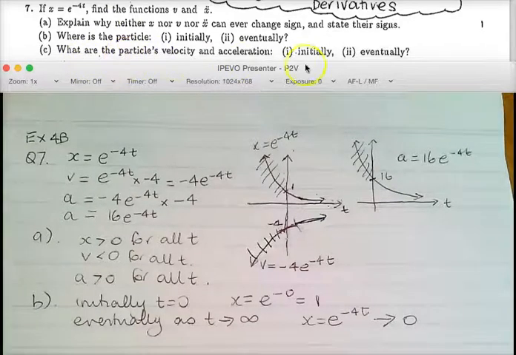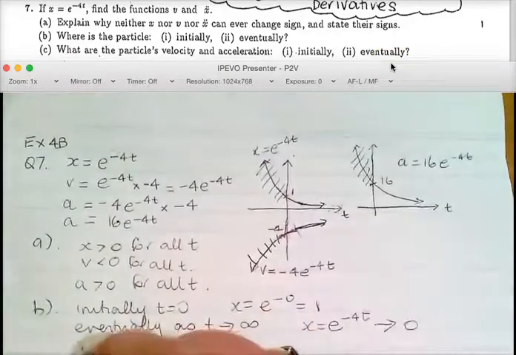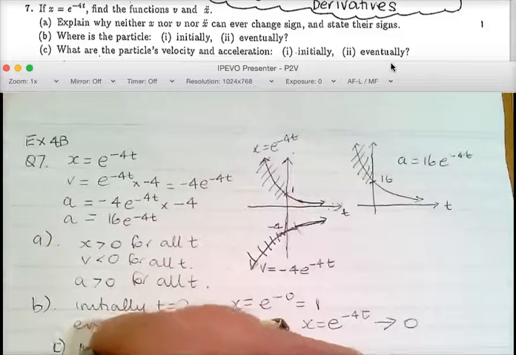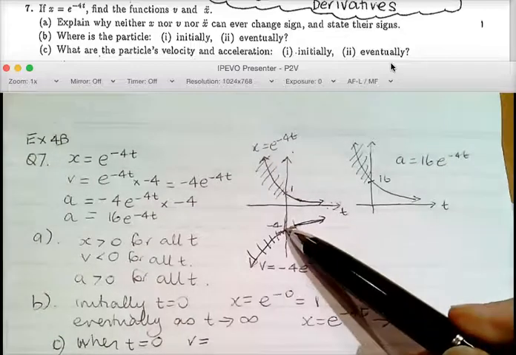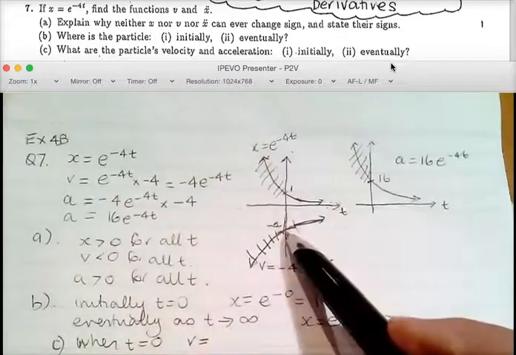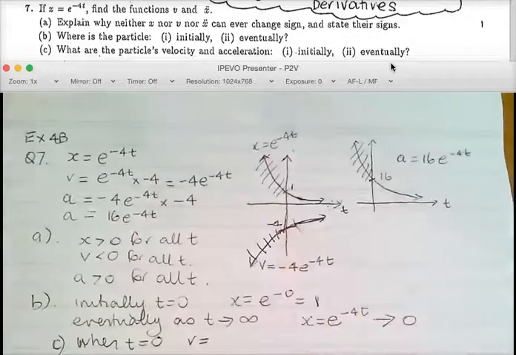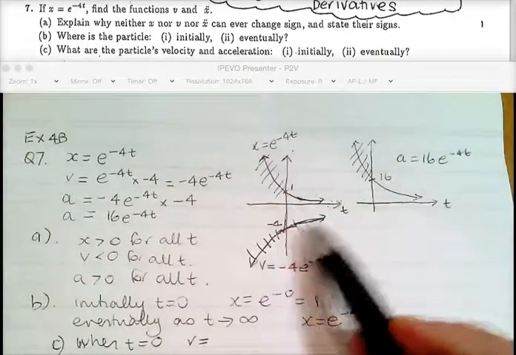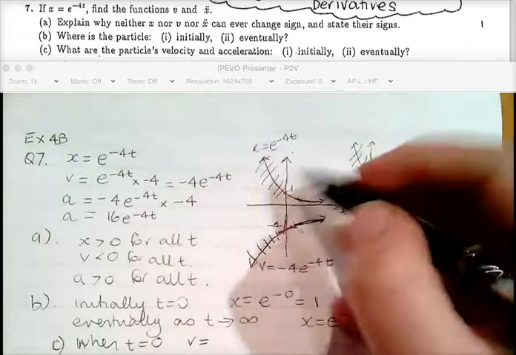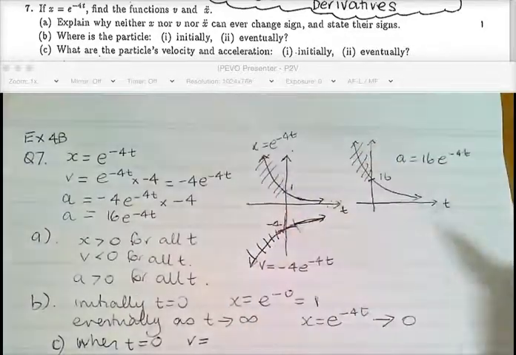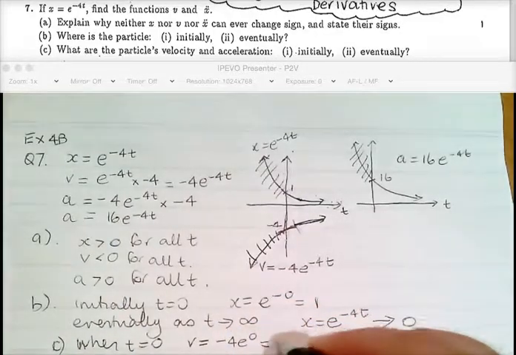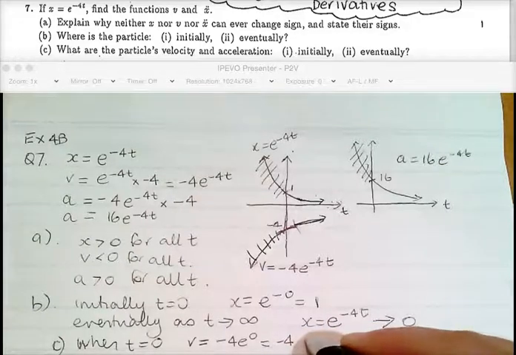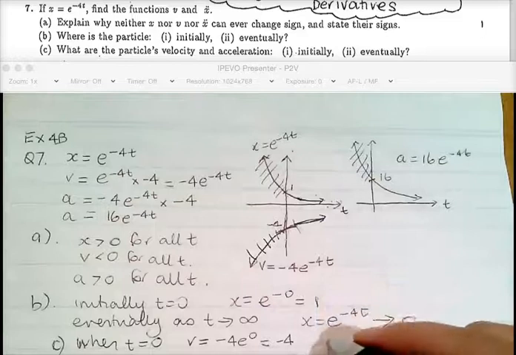And then it asks, what are the particle's velocity and acceleration initially and eventually? Well, initially, for part C, when t equals 0, we can even see it from this graph, when t equals 0, the velocity is negative 4. Remember, I should have drawn two separate graphs here, but I've just put them on the one. Should never really do that. But when t is 0, velocity is negative 4e to the 0, which is negative 4 units per second, or whatever the units might be.